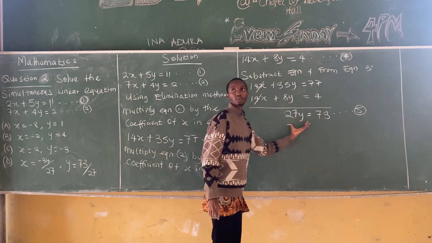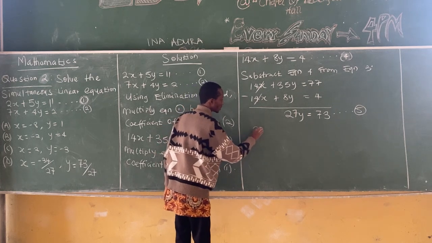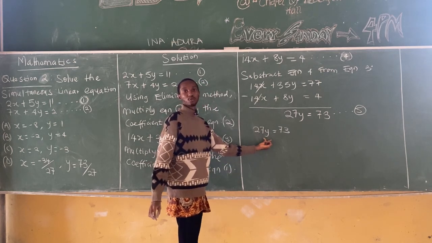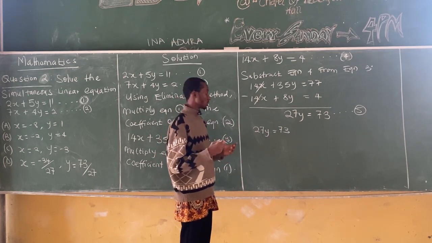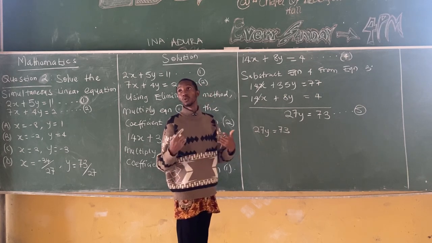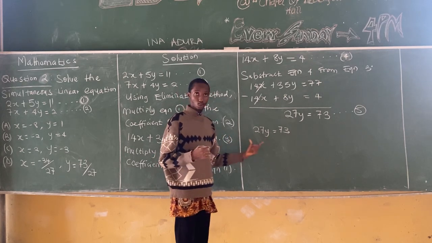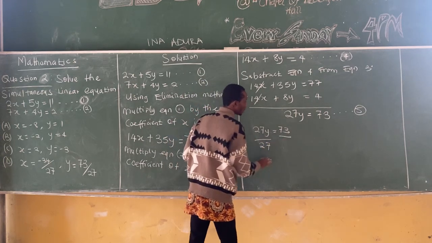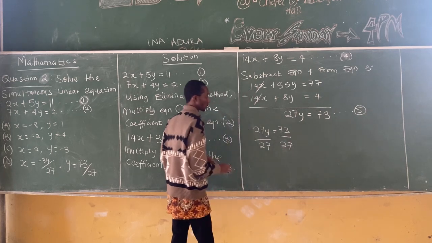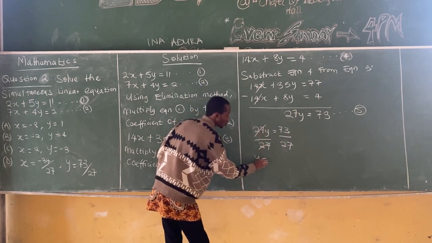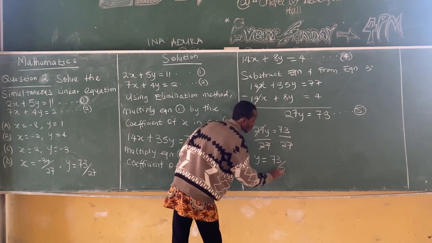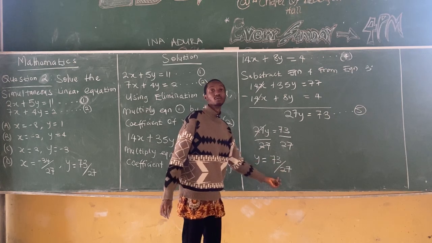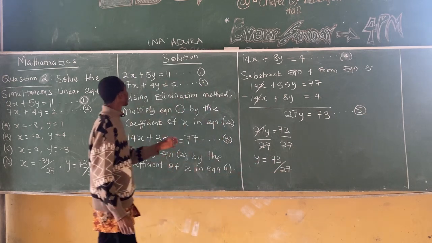If we make y the subject of formula here, we have 27y equal to 73. For us to make y the subject of formula, we want y to stand alone in the equation. For that to happen, we have to divide through by the coefficient of y, which is 27. So we divide both sides by 27, and we have y equal to 73 over 27. Now we have gotten the value of y to be 73 over 27. This value, we substitute it into equation 1.